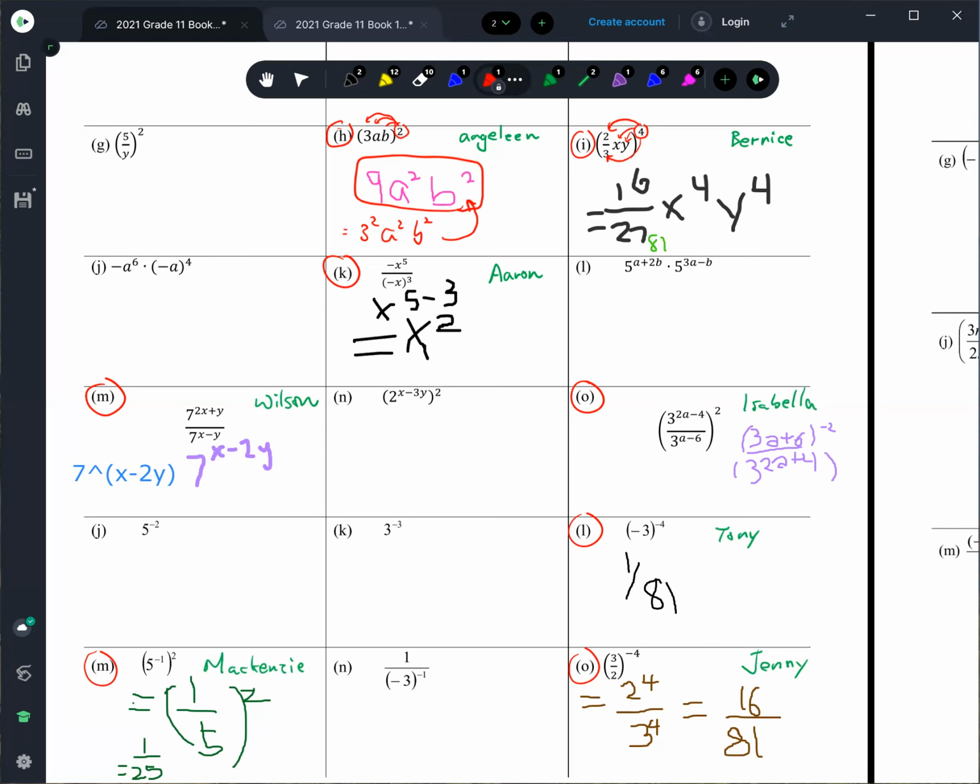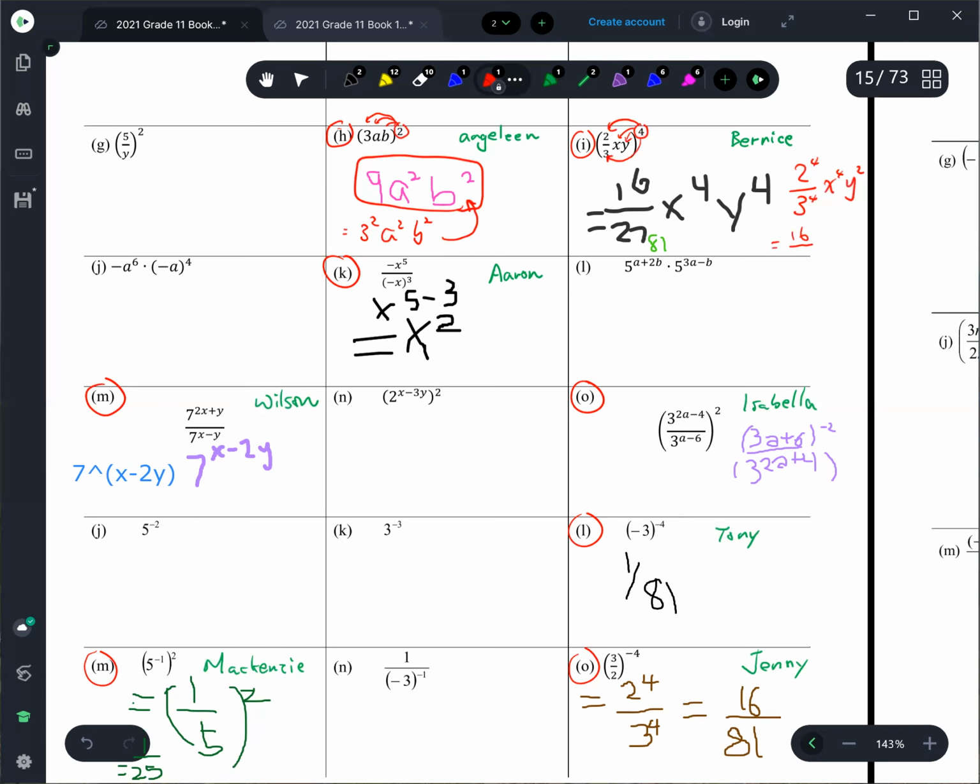So 2 to the 4, I'll write it on the side. 2 to the 4, 3 to the 4, x to the 4, y to the 4. So 2 to the 4 is 16. 3 to the 4 should be 81, not 27. Jason, I think you made a mistake. The y is supposed to be a 4. Thank you, Tony. Yes, I just saw it. Yeah, 16 over 81, x to the 4, y to the 4.